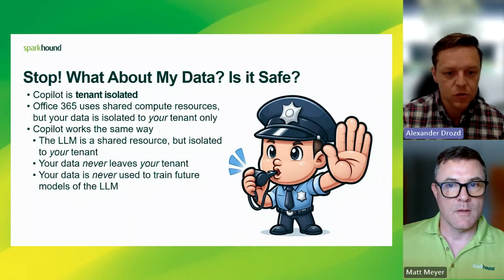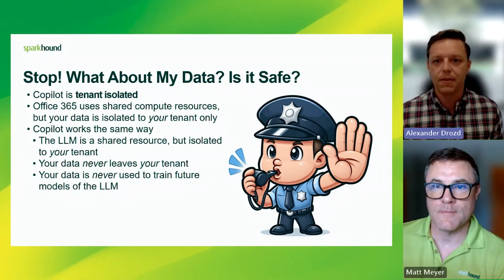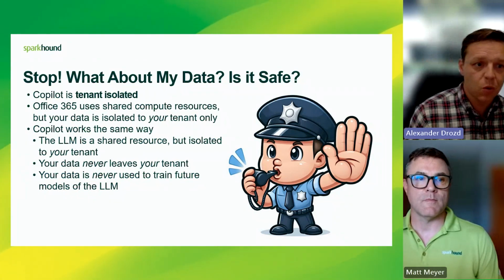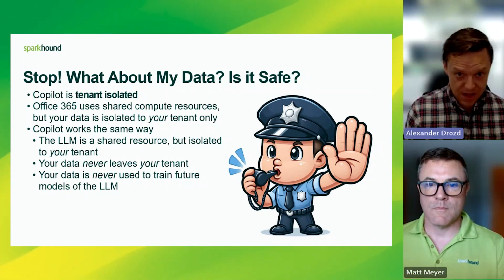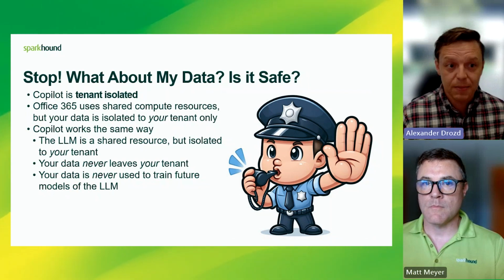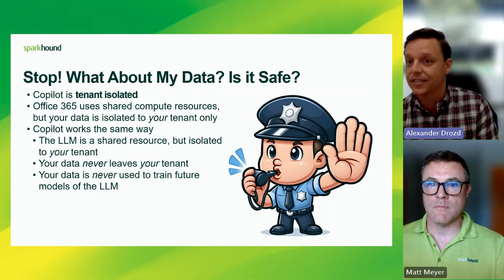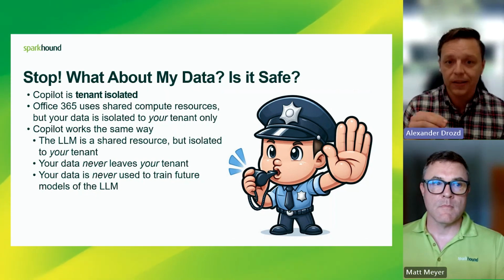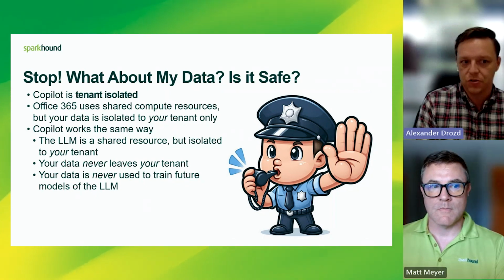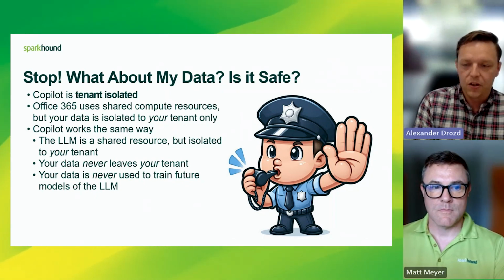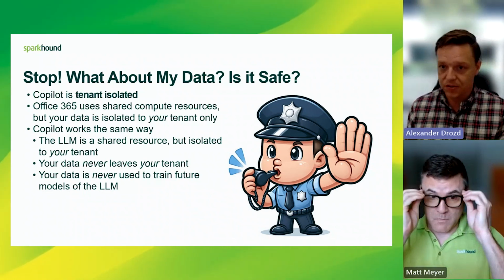Okay, so this is cool and exciting, right? But let's play the cop for a second, and talk about a couple of different security issues. Number one, the most common objection or concern that is raised is about your data: is my data safe? Everyone has access to this data. Does that mean literally everyone has access to this data? And the answer is no. Copilot ensures tenant isolation. The LLM is a shared resource, but isolated to your tenant. Your data never leaves your tenant. Your data is never used to train future models of the LLM.